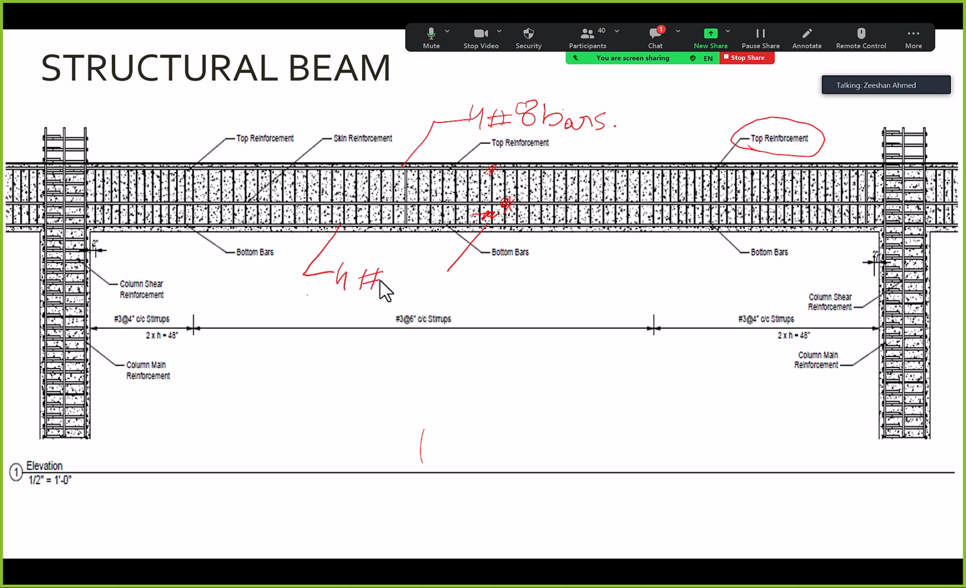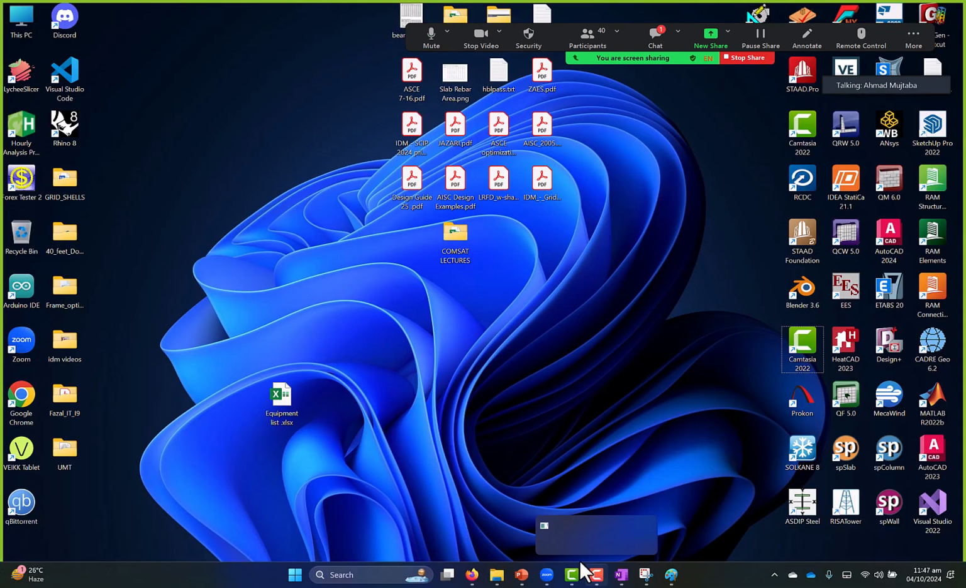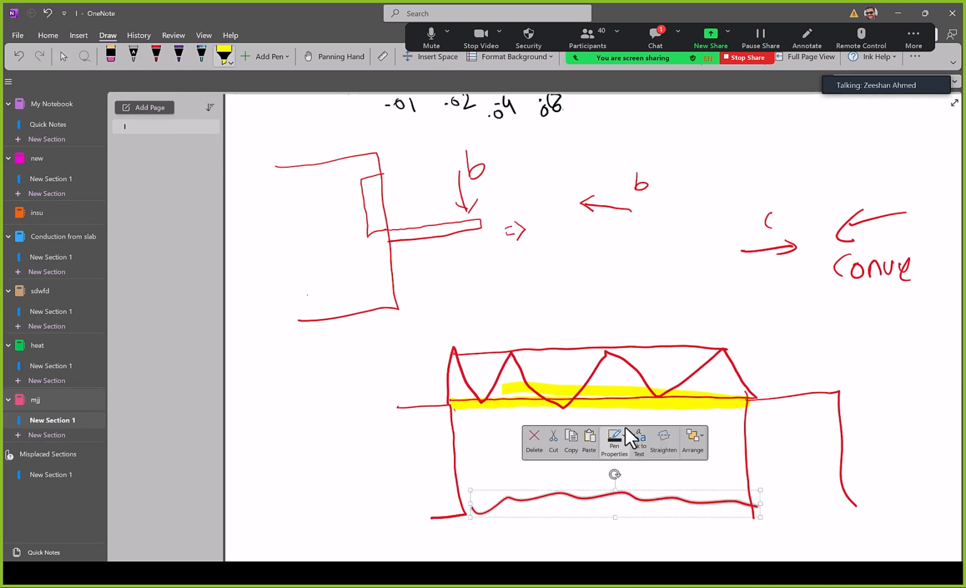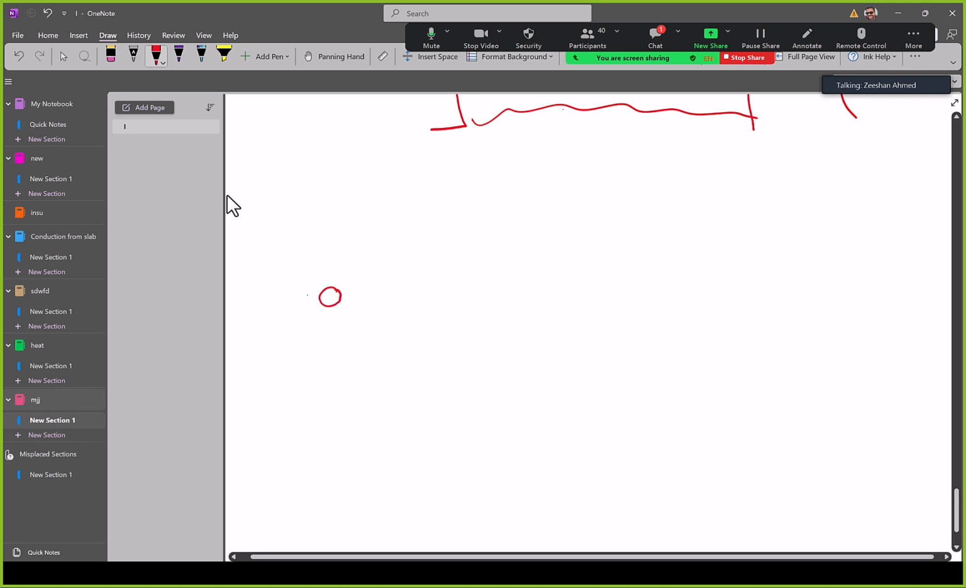4 number 6 bars. So what is number 6? I explained this in last class, right? Did I? No, sir. I think I did. No? Okay, let's go there then. So obviously, very obviously, the bar is differentiated on the basis of dia.